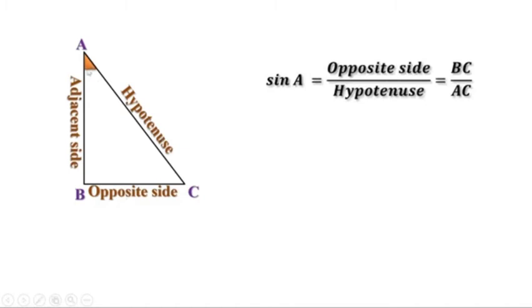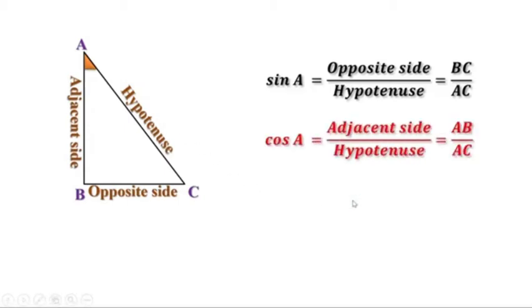Then the definition of sine A, sine of an angle A. Sine A is equal to opposite side divided by hypotenuse. Opposite side is BC, hypotenuse is AC. Therefore, definition of sine of A is BC divided by AC. Next is cos. Definition of cos A is adjacent side divided by hypotenuse. Adjacent side is AB and hypotenuse is AC. Therefore, cos A is equal to adjacent side divided by hypotenuse, that is equal to AB divided by AC.